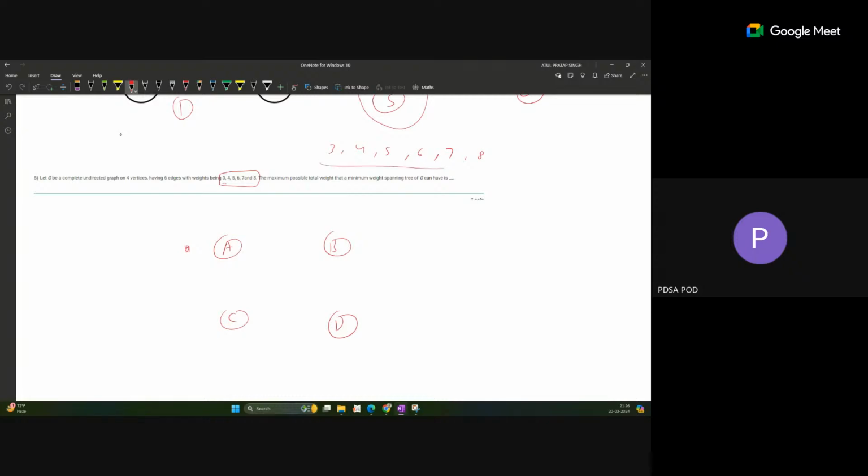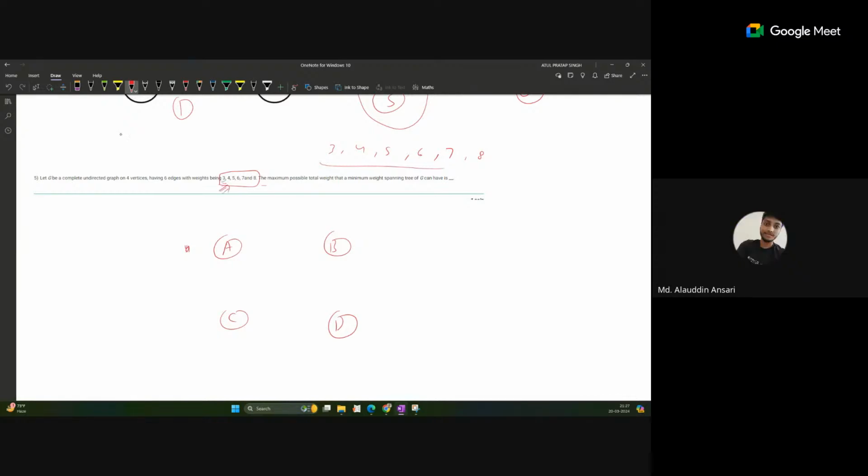Now the question is the maximum possible total weight that a minimum spanning tree of G can have. So what are the possible ways to connect all these 4 vertices with these 6 edges, and out of these, which graph actually has the maximum minimum spanning tree weight? This question cannot be solved by creating each possible graph, but here you have to apply the logic of the classical algorithms. So you can apply the classical algorithm logic.